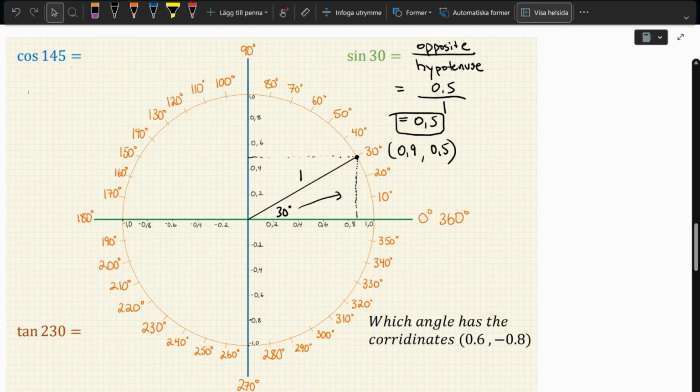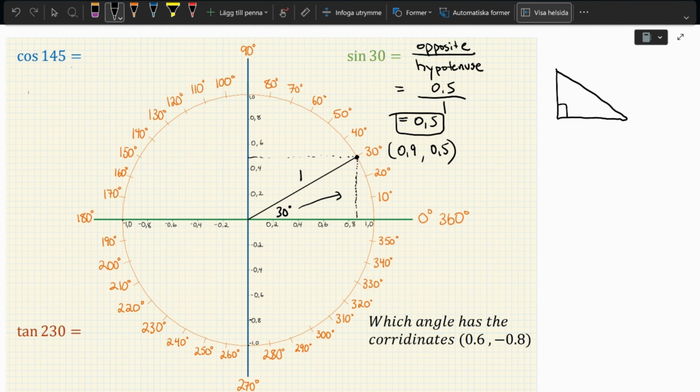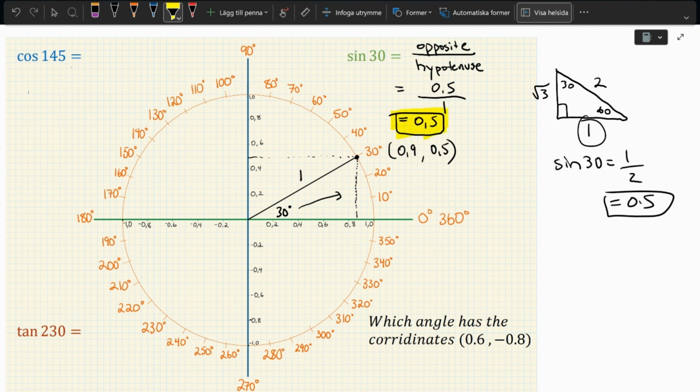So this is the same value as 0.5. And let's just double check with our special triangle. Remember, we had the special triangle where we had 30, 60, 90. Remember the smallest angle with the smallest side, then the largest angle with the largest side, and the remaining is the root of 3. The sine of 30 will be the opposite, which is 1, divided by the hypotenuse, which is 2, which is also the same as 0.5. So we see that there are 2 different ways we can calculate the sine of 30.